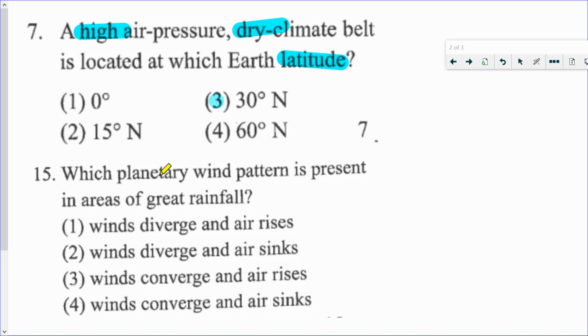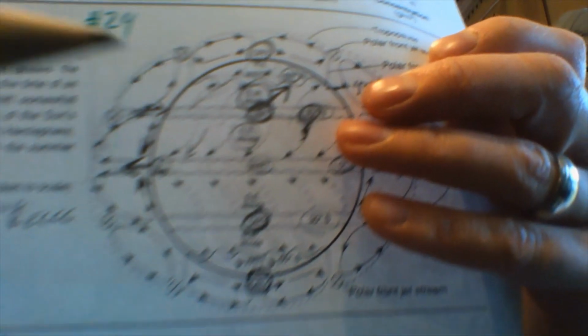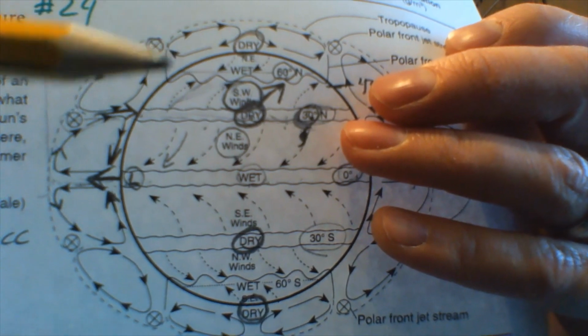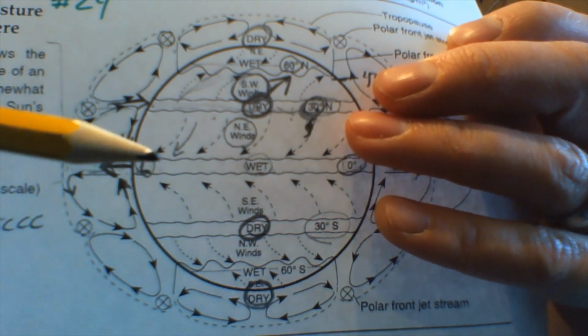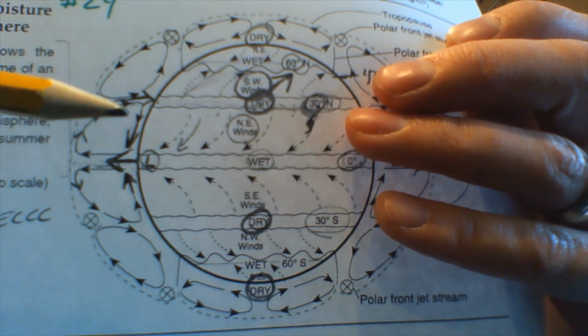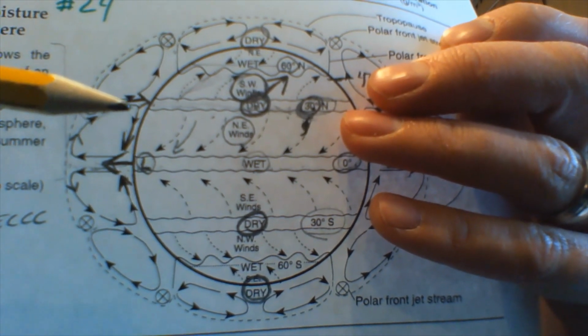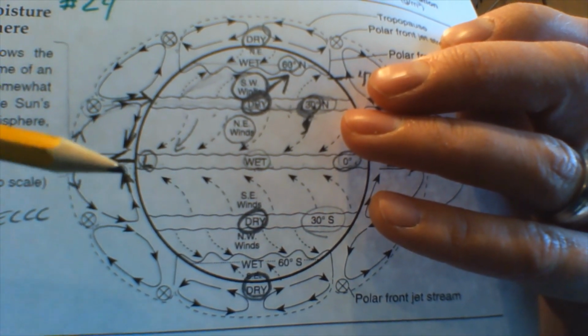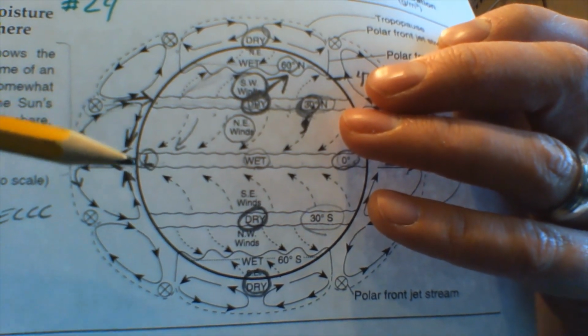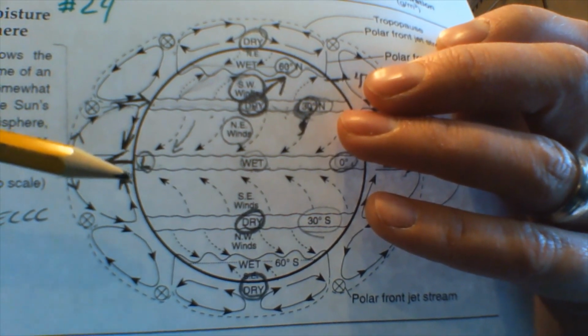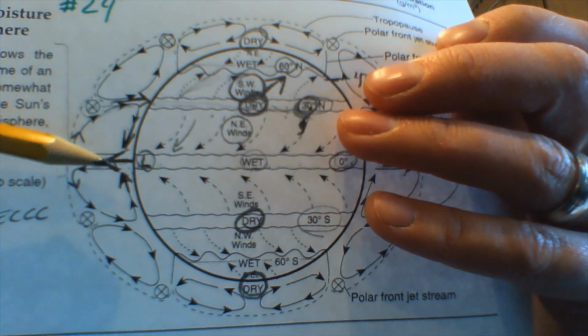All right, which planetary wind pattern is present in areas of great rainfall? So rainfall, that's a wet thing. So let's look and see if we can find where it's wet. Okay, so I look for those wet belts, and if I pick one of those wet belts, like this one right here, it's the easiest to look at. This is probably the hardest thing as far as verbiage or terms. See the air right here? Those two arrows are coming together. This is called convergence. So the air is converging and rising at the wet.